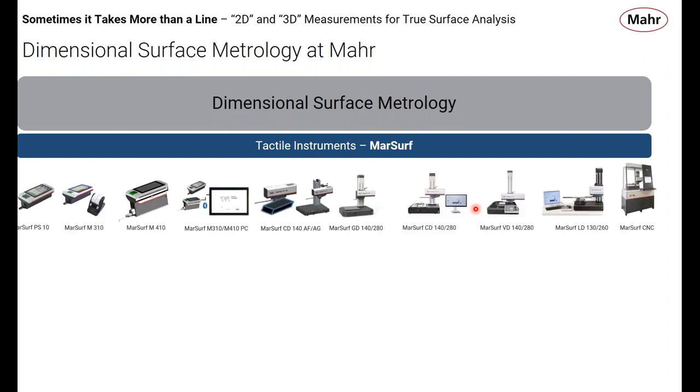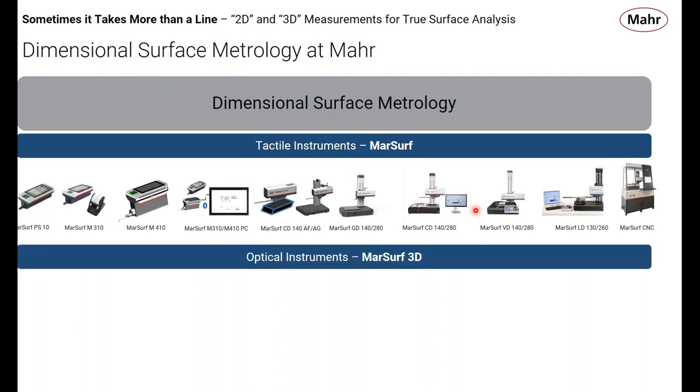We have our MarSurf product line, which is our tactile instruments. These instruments use a diamond tip stylus to trace across the surface to produce a cross section of height as a function of position, which we in turn use to calculate and produce roughness parameters. We offer that in a pretty wide range of products, from the PS10, a very easy to use handheld product, press the green button, get roughness, all the way to the MarSurf CNC instruments, which are multi-axis automated CNC tools for more complex analysis tasks as well as more complex parts.